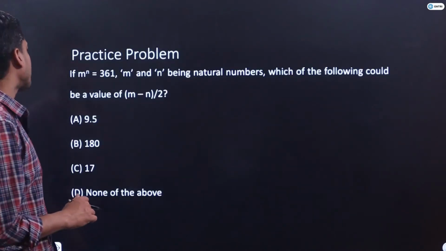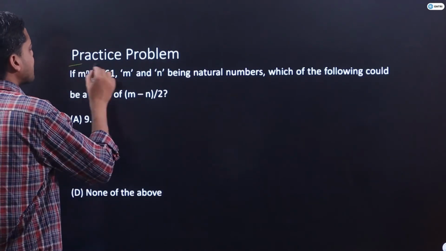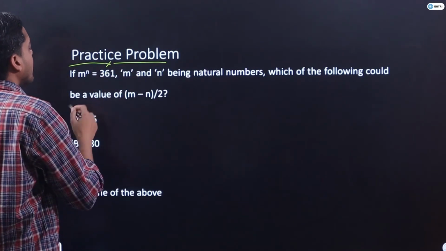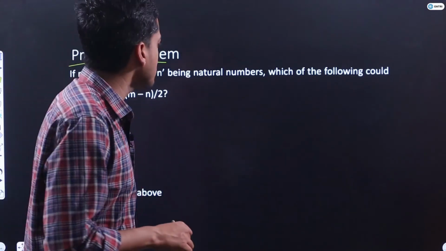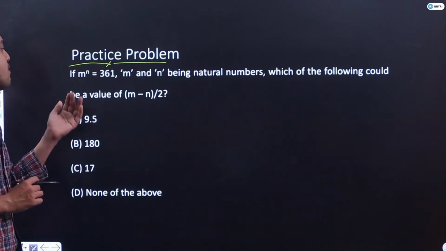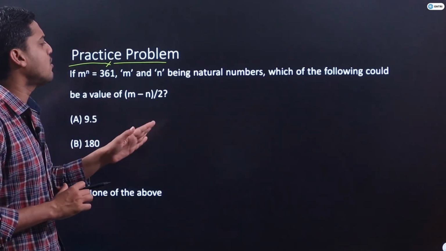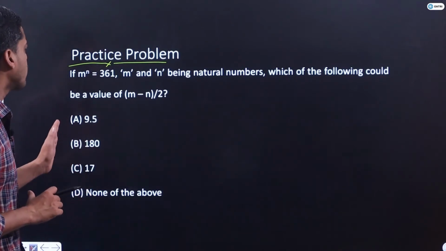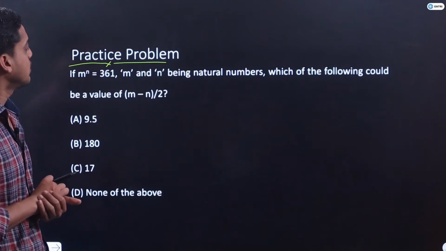Now guys, it is a very good question. It is a practice problem only, it is not a GATE question. There can be a trap like this for 1 mark only, so that's why I have taken this question in my content. If m to the power n equals 361, m and n being natural numbers, which of the following could be a value of (m minus n) upon 2?